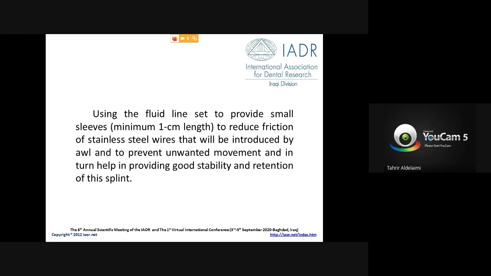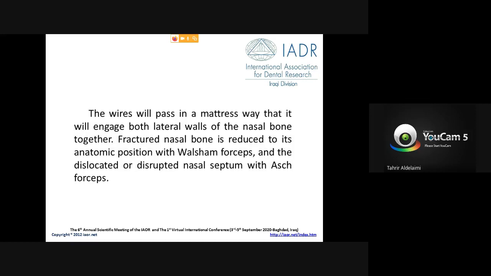Using a fluid line set, small sleeves of a minimum of 1 cm in length are provided to reduce friction of the stainless steel wires that will be introduced, and to prevent unwanted movement that can take place during tying of the wire. It will help in providing good stability and retention of the individualized segment. The wire will pass in a mattress way so that it engages both lateral walls of the nasal bone together. The fractured nasal bone is reduced to its anatomical position with the help of Walsham forceps, and the dislocated or disrupted nasal septum is reduced to its position by Asch forceps.